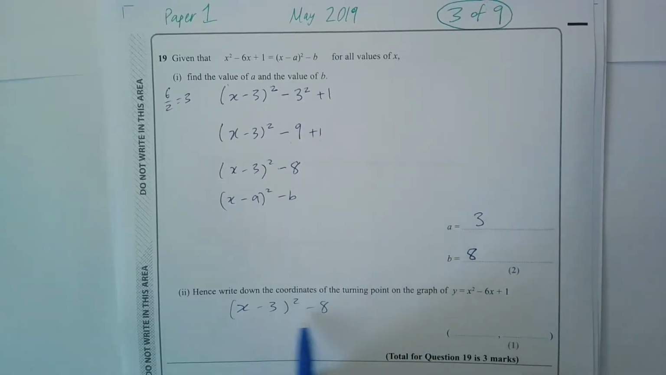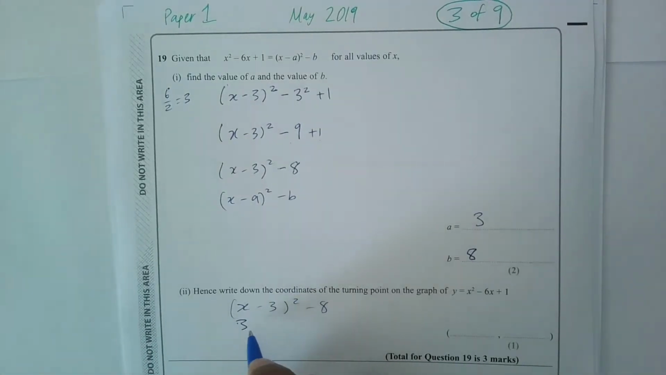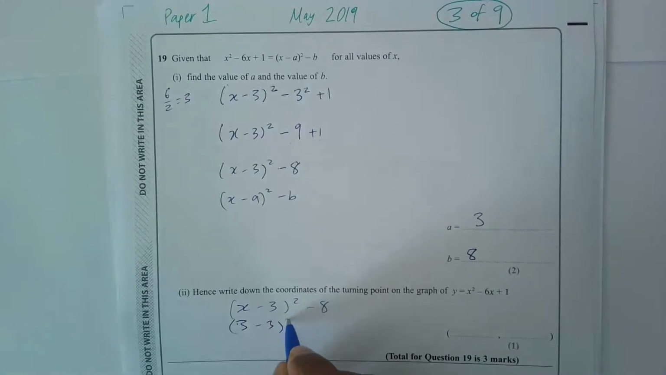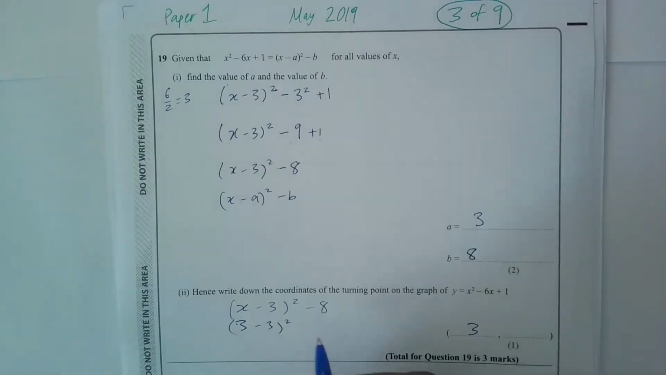So the turning point, we want to find the coordinates. The simplest way, we want to make the bracket 0. So this must be 3 minus 3 all squared. So that makes the brackets 0. So my x coordinate is 3 and my y coordinate is minus 8. So if I ignore that, I'm left with that.